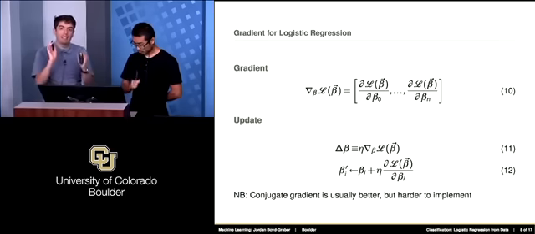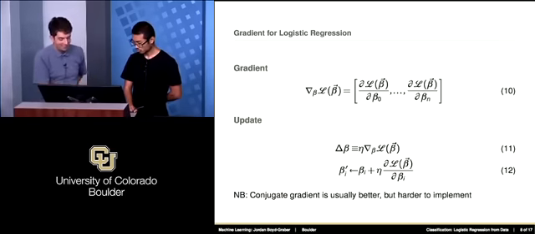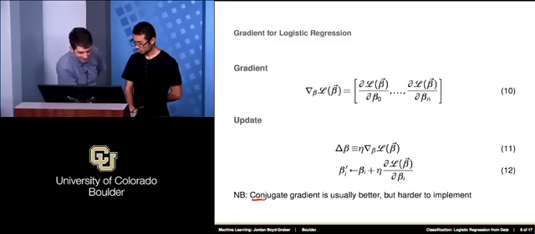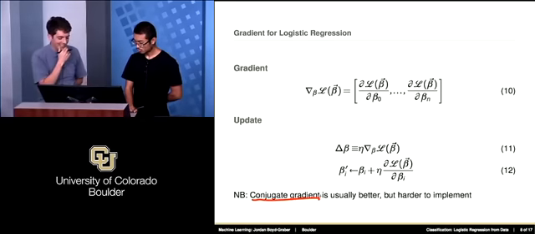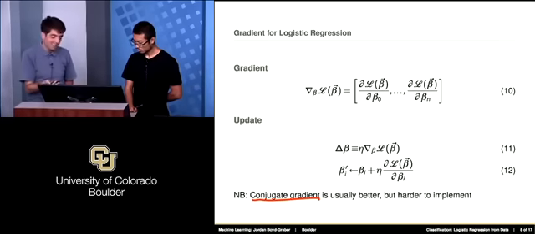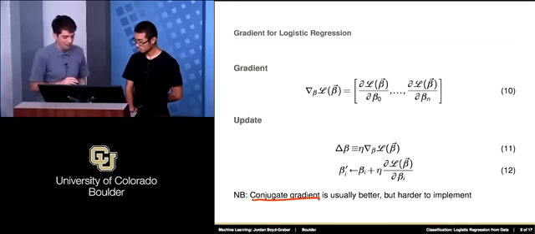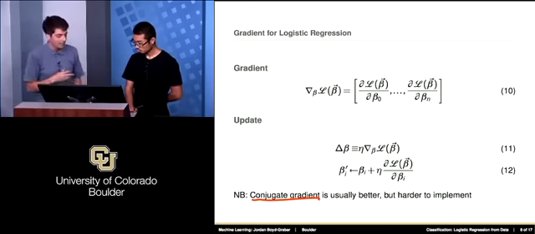I also want to mention that there are more sophisticated ways of doing gradient optimization. There are things called gradient descent with conjugates, and that usually works better than a simple gradient descent, but it's harder to implement. It's sort of outside the scope of this course. You should check it out if you're doing this more seriously.